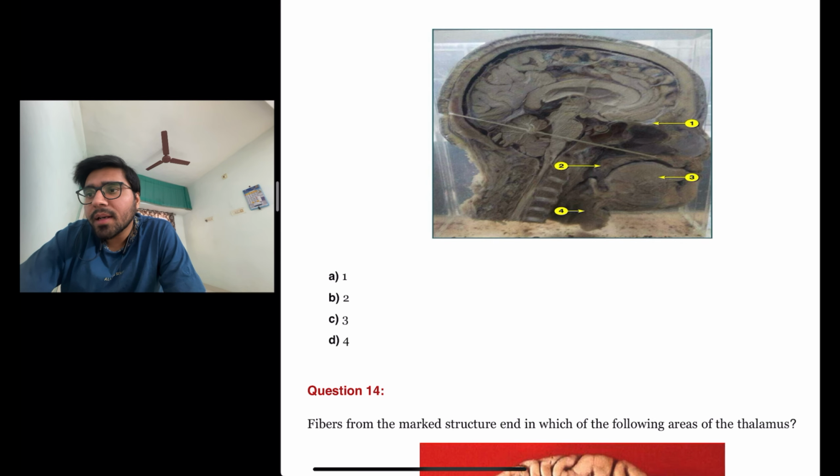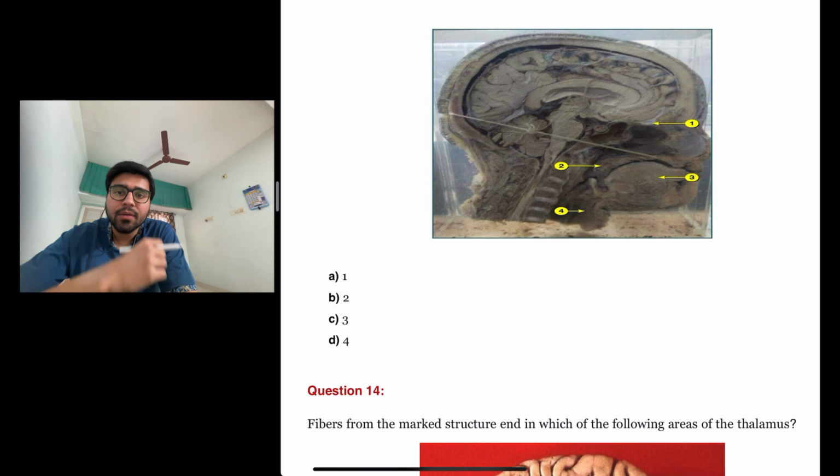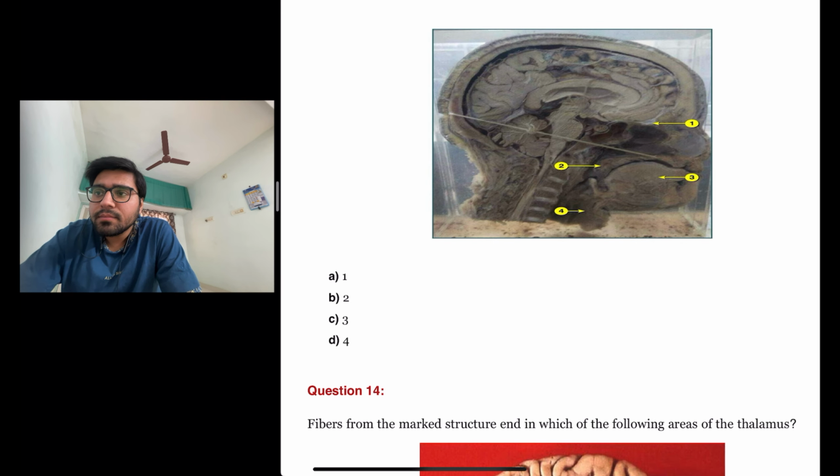So the 10th cranial nerve here is supplying the palate and uvula. That is marked as number 2 in the given image. So that is the most probable injured structure in this scenario.